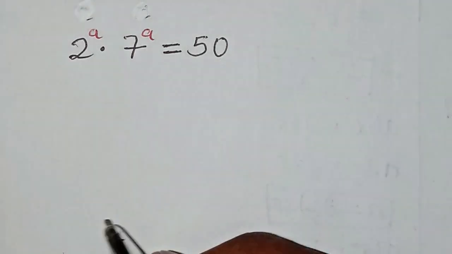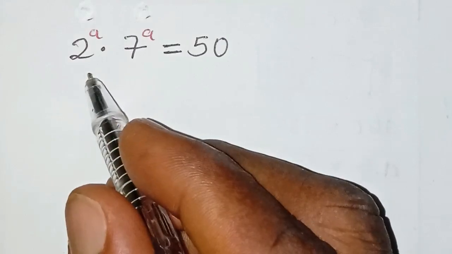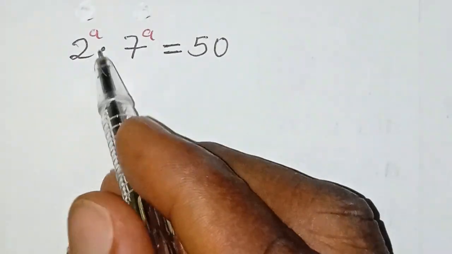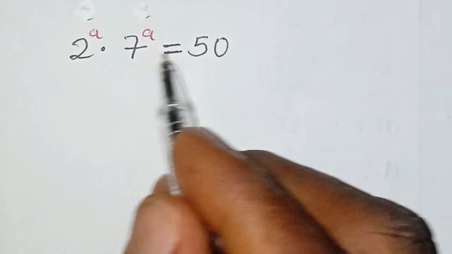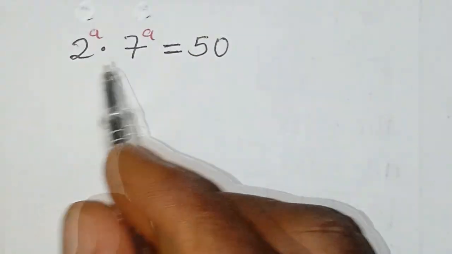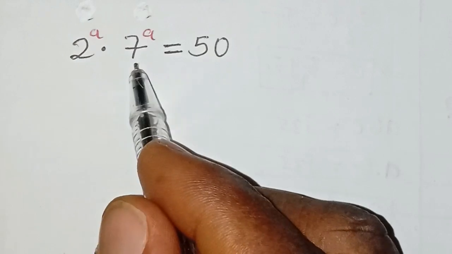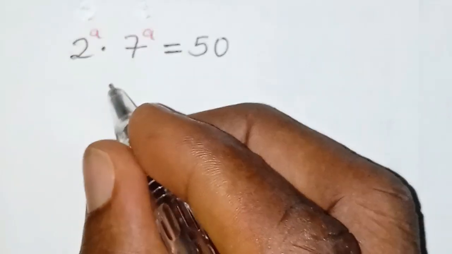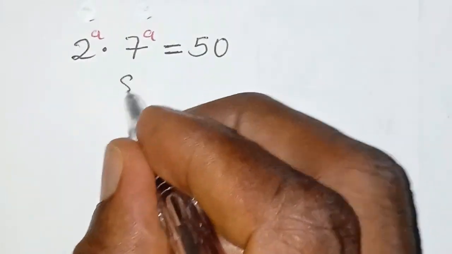Hello everyone, let's solve this nice expression. We have 2 to the power of a multiplied by 7 to the power of a equal to 50. So these are different bases. So let's solve for a. The first thing here is to have our solution.